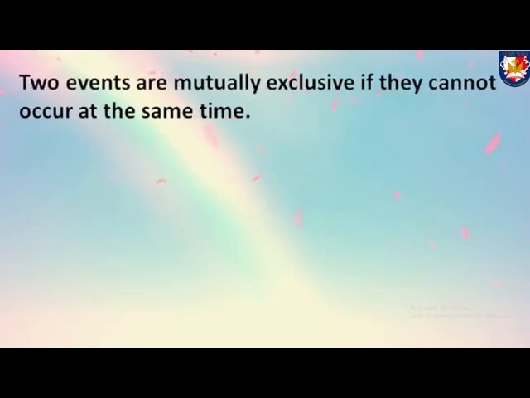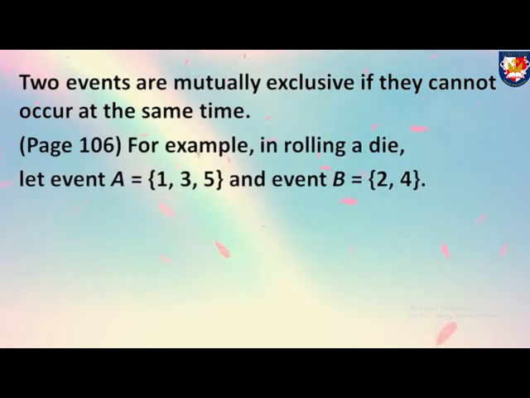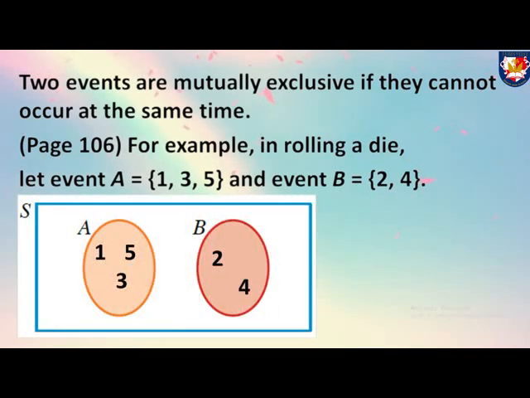What is mutually exclusive? Two events are mutually exclusive if they cannot occur at the same time. What does that mean? Let's jump to the example from page 106. In rolling a die, let event A be 1, 3, 5 and event B be 2, 4. This is how we draw event A and event B in a Venn diagram. As you can see, A and B are mutually exclusive because they cannot occur at the same time. In other words, there is no common element between A and B, so they are mutually exclusive.